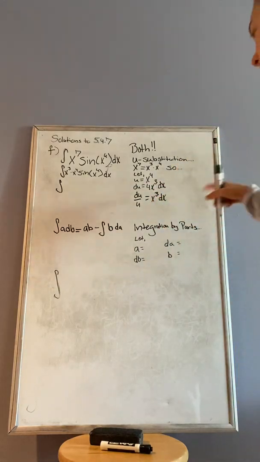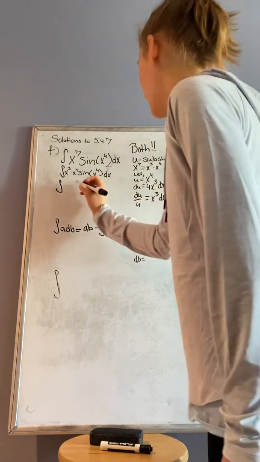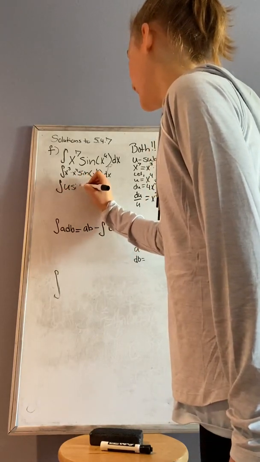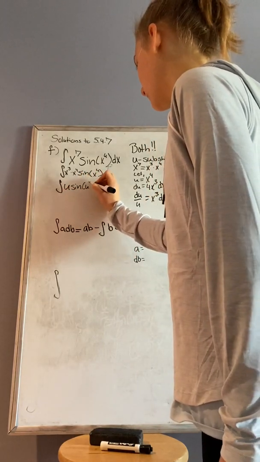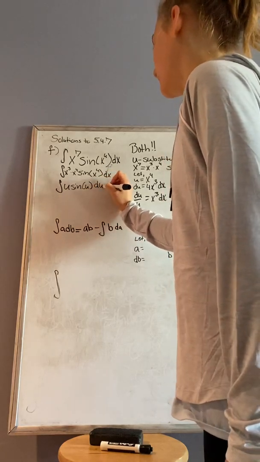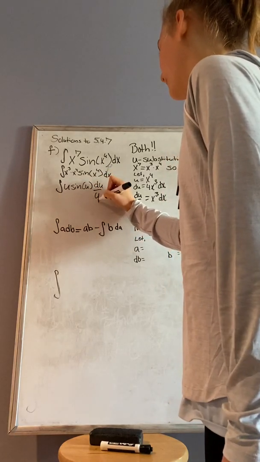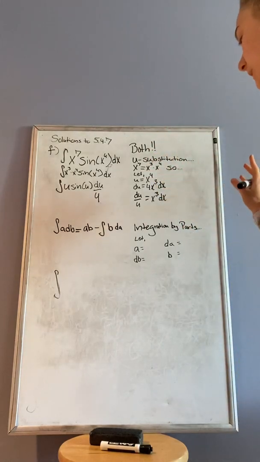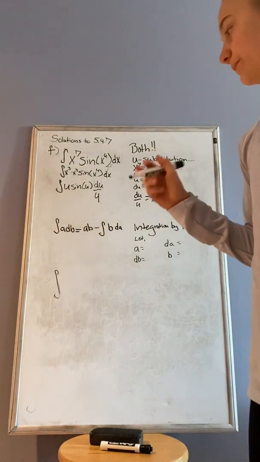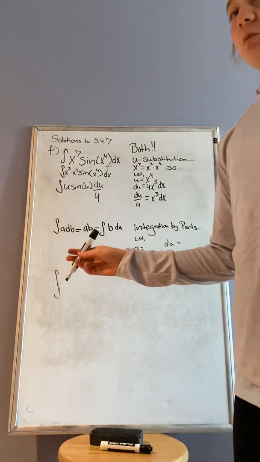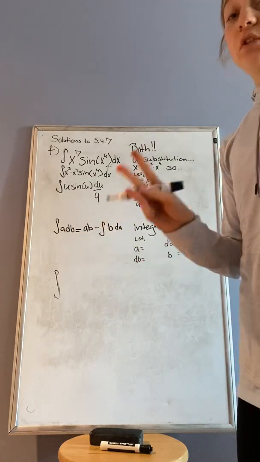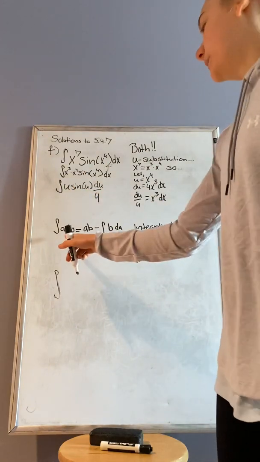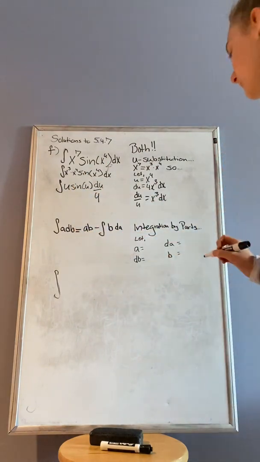So now we're ready to plug it all back in. We get the integral of u times sine of u times du over 4. So now we are going to use integration by parts to solve the rest. We're going to use some new variables. We're not going to use u and v like usual because we have u's here. So I picked a and b.